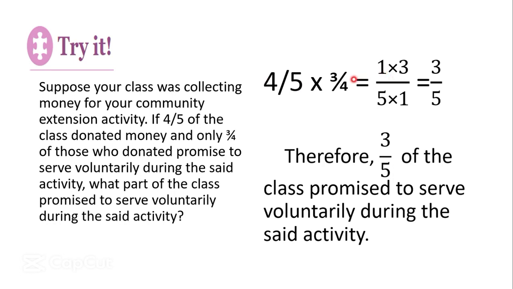That is why I have here multiplying numerator and denominator. 1 times 3, 5 times 1. The answer is 3 over 5, or 3/5. So, out of 4/5 who donated money, 3/5 of them promised to serve voluntarily during the said activity. That's how you apply fractions using word problems or real life situations. Okay, any questions? On the next slide, let's identify how to divide fractions.